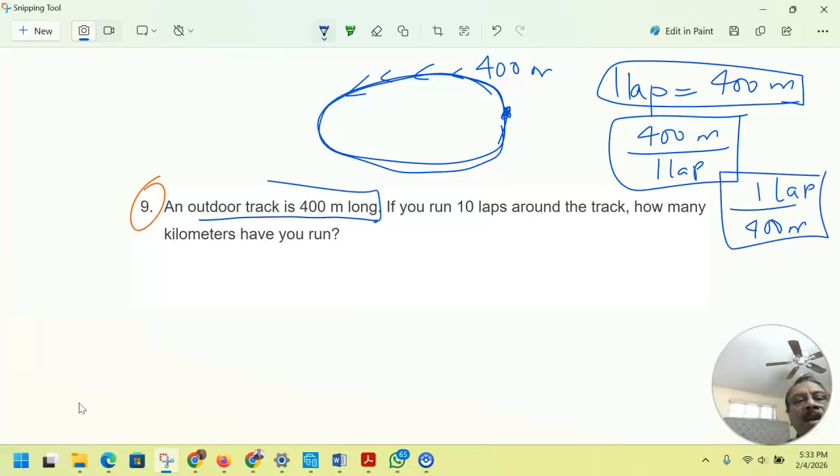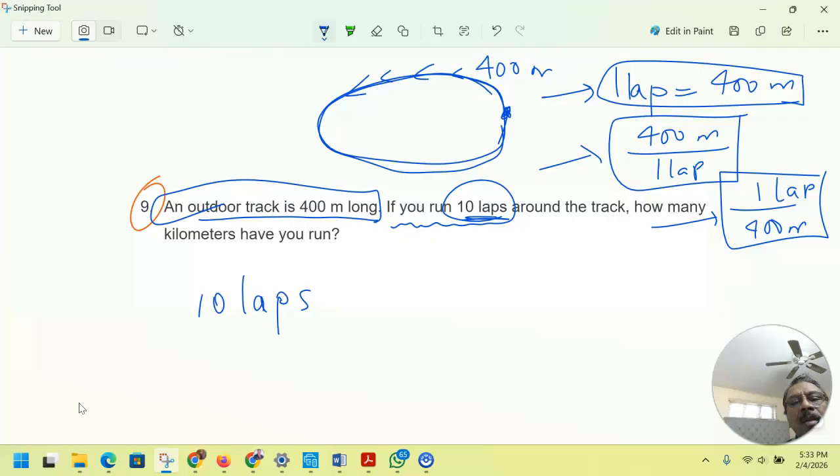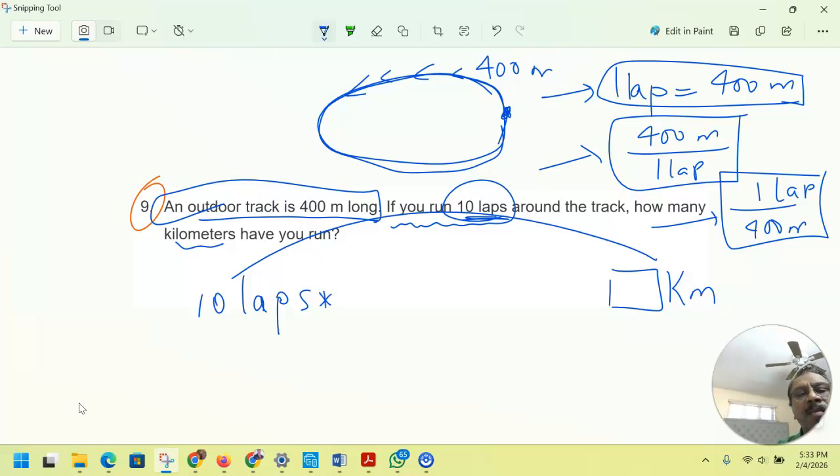Now, this piece is taken care of here. There are 3 pieces. Now, if you run 10 laps, so they give you 10 laps. Question is how many kilometers? The question is in kilometers. So what we're going to do is multiply this 10 laps, and we are going to use either this or this. But because this lap is up and this lap is down, I'm going to use 400 meters to one lap.